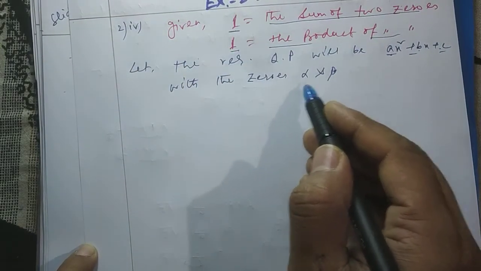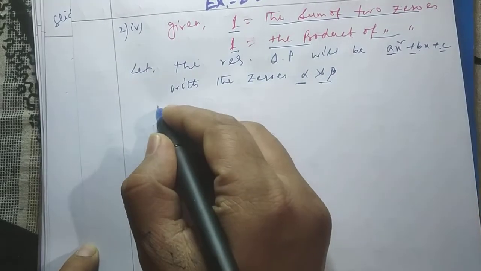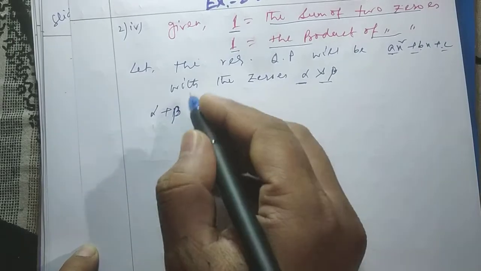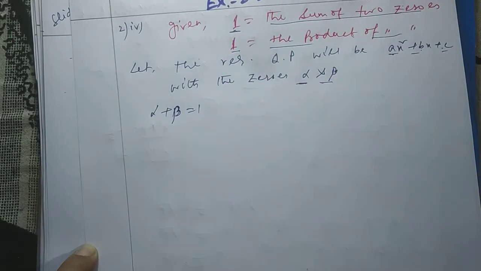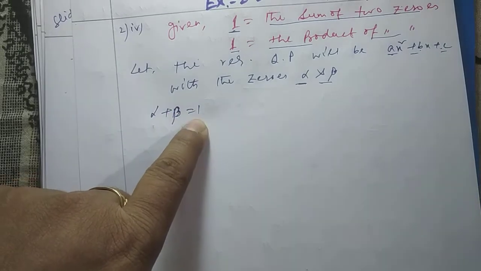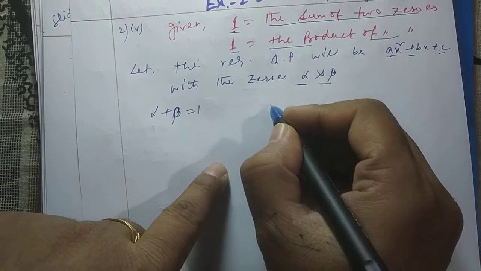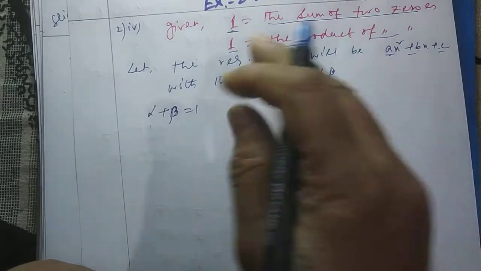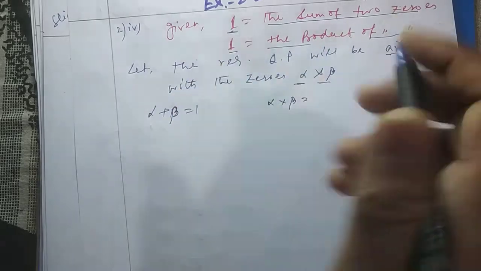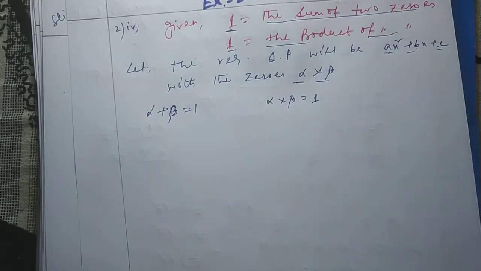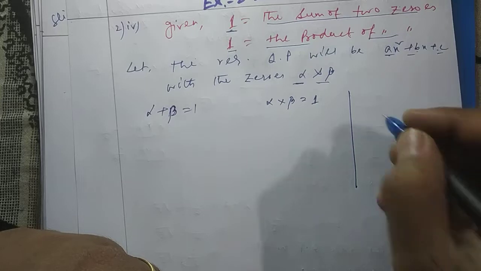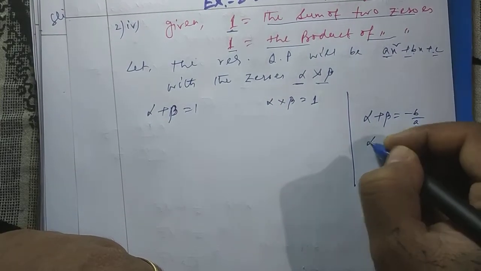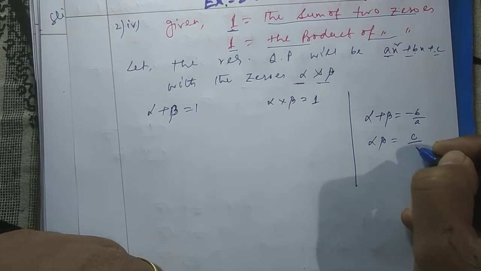Since we have assumed already the two zeros, we can say the sum of the two zeros will be alpha plus beta. And already it is mentioned, that is 1. So we have alpha plus beta equal to 1. Similarly, the product of two zeros will be alpha into beta, and it is already mentioned, that is 1. So also alpha into beta equal to 1. And we know alpha plus beta equal to minus b by a, and alpha into beta equal to c by a.